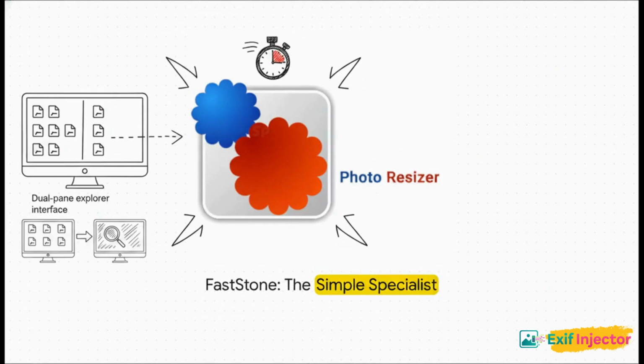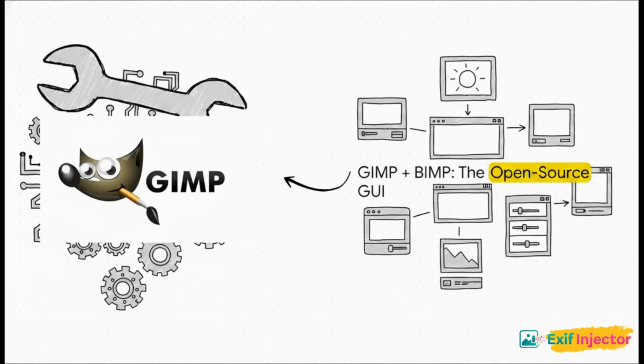Then we've got FastStone Photo Resizer. Think of this as the simple specialist for Windows. It is blazing fast for quick jobs using a really intuitive dual-pane Explorer interface. You just grab your files on the left, build out your queue on the right, and honestly, the absolute best part, the real-time side-by-side previews. You get to see exactly what your batch is going to look like before you commit to processing hundreds of files. And rounding out the heavyweights, we have GIMP.